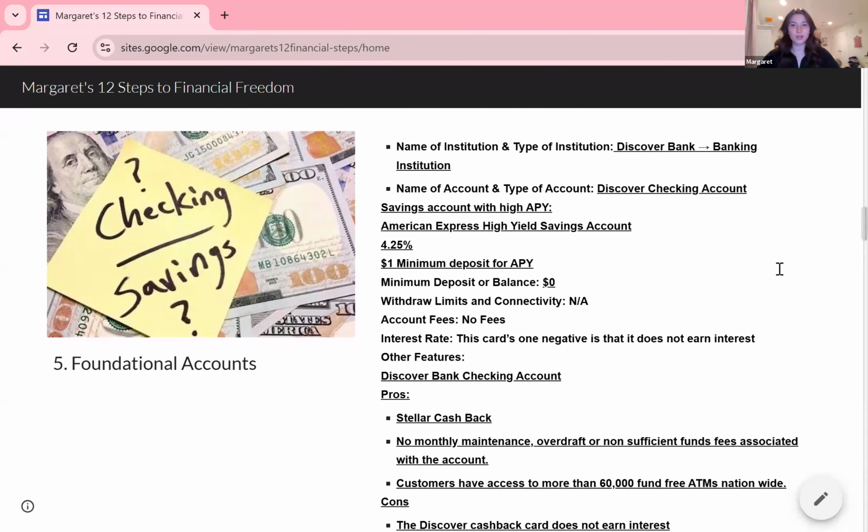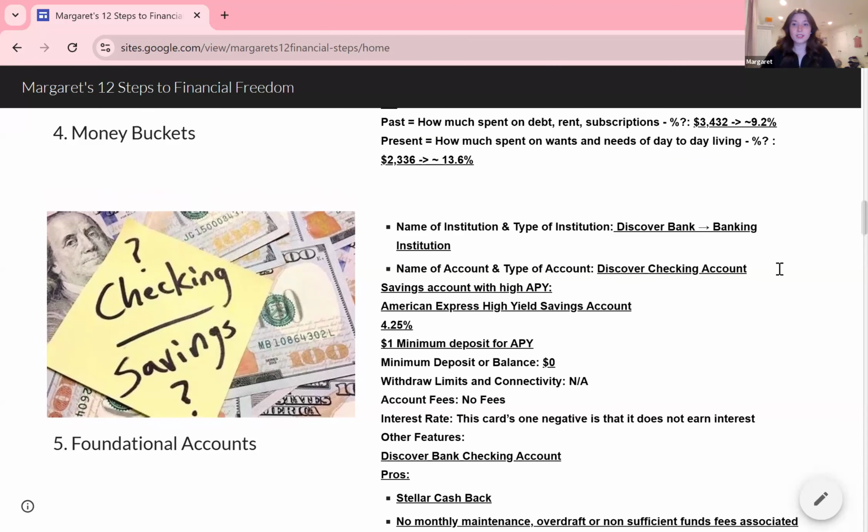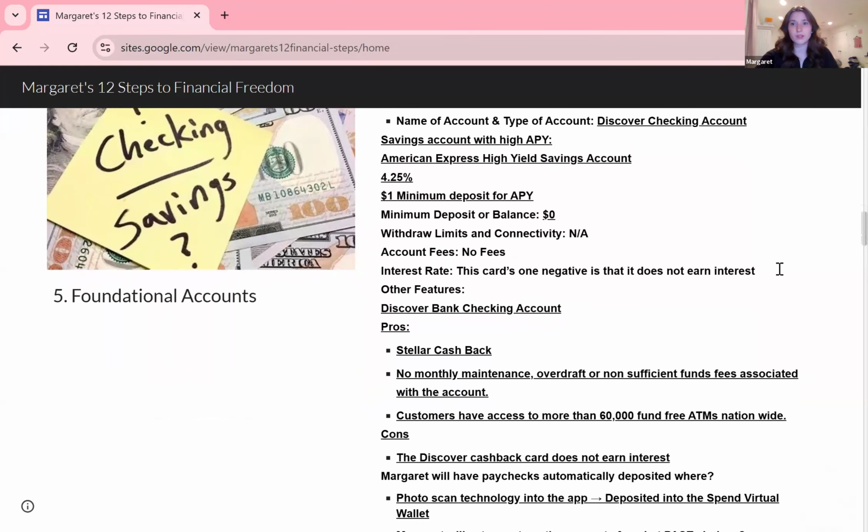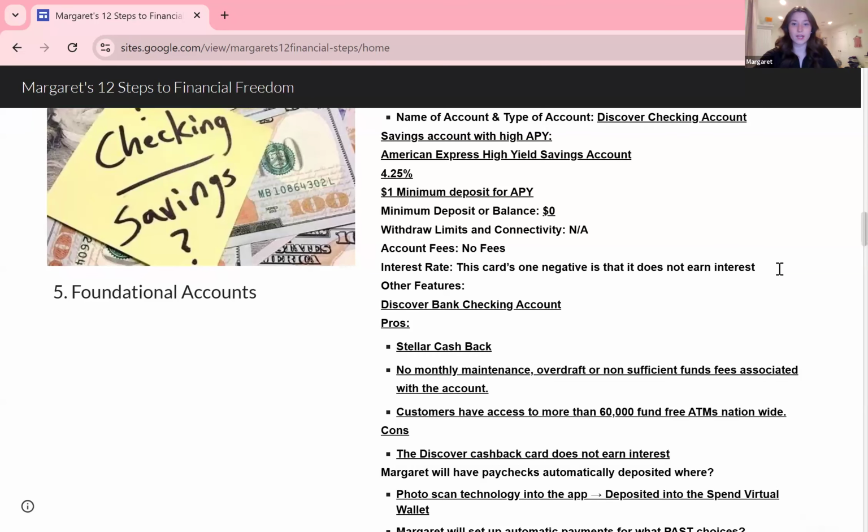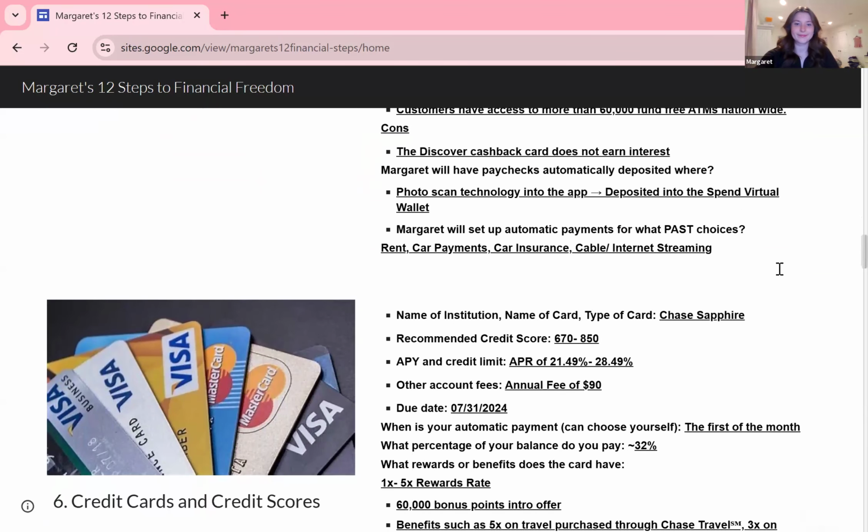Next, for number 5, we're going to be looking at foundational accounts. This is going to be looking at the type of institution that we're going to be putting our money into and how we can put our money into accounts that are best suited for ourselves and our lifestyle.